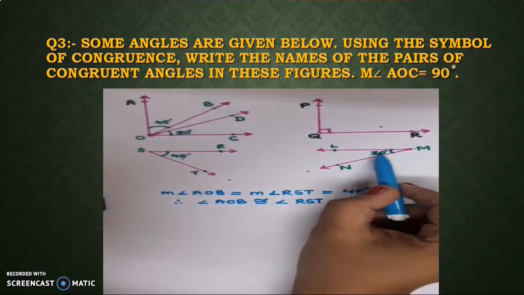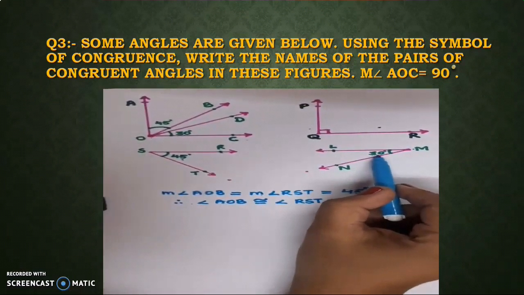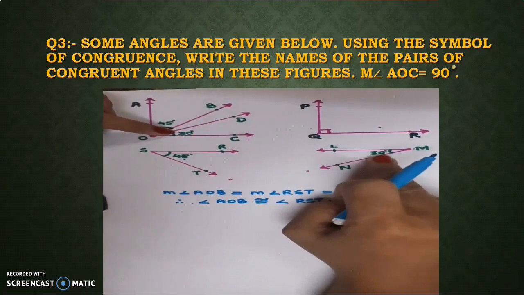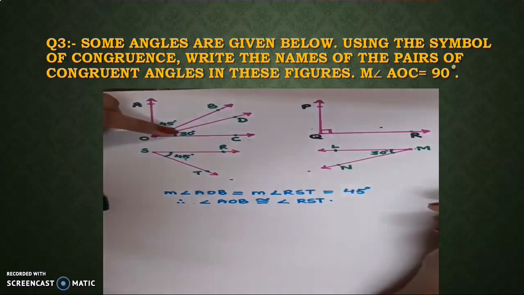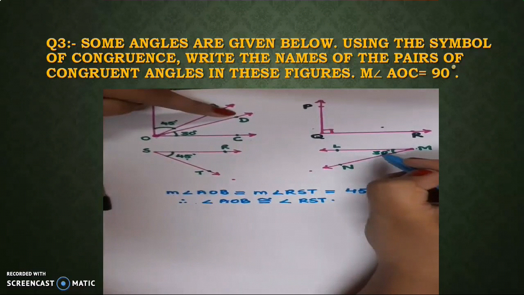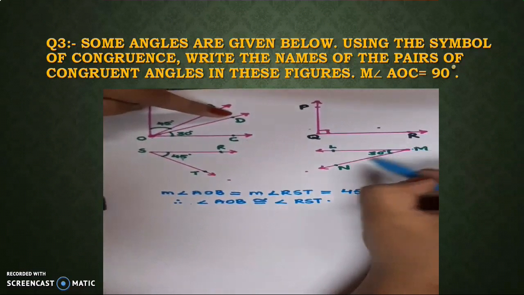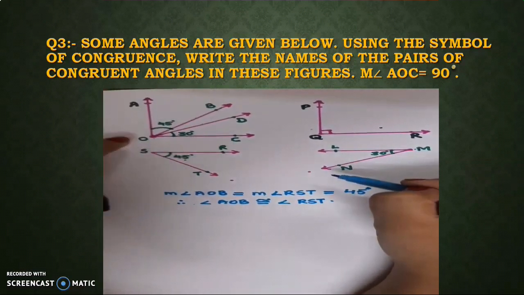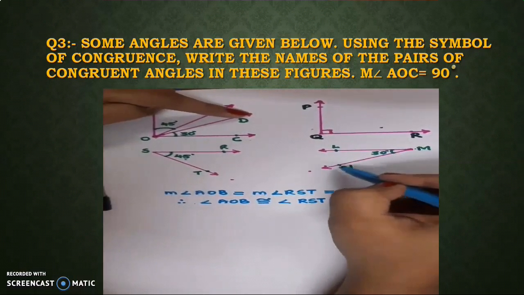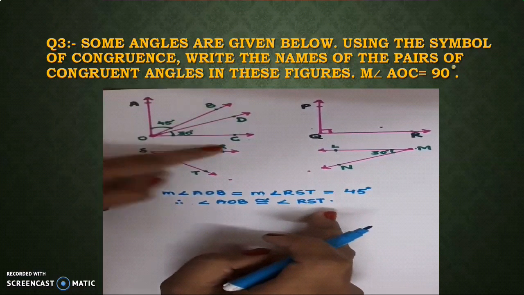Then we will see where else we have 30. Yes, we are having 30 degrees here. So 30 degrees, 30 degrees. These both angles have equal measure. This angle's name is COD and this angle's name is LMN. So whatever measurement is of angle COD, the same measurement is of angle LMN. So we will write in the same way.